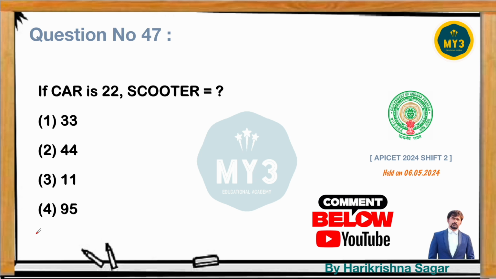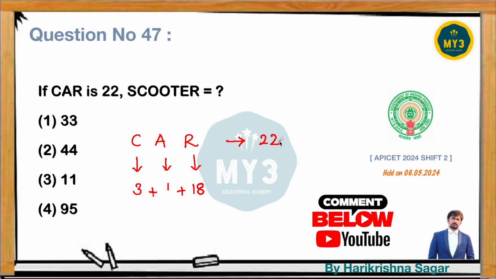If car is 22, then scooter is what? Car is 22, then scooter is what? Again, the question is directly given from the APICET examination of 2024. So why is car 22? I am trying to observe. So car is 22, C is equal to 3, A is equal to 1, R is equal to 18. When you add up these numbers, 3 plus 1 plus 18, which is equal to 22. So they have directly taken the same logic. They have taken the sum of the alphabet positions.